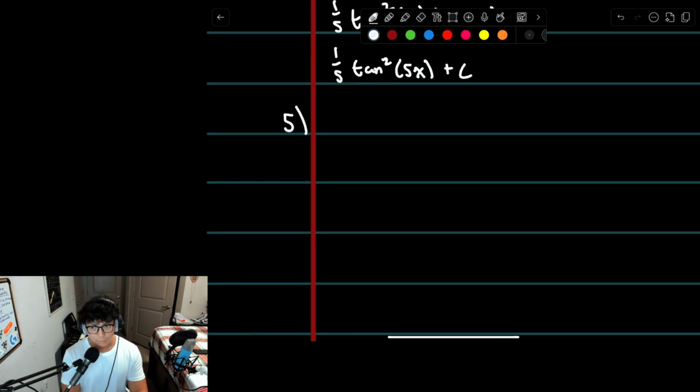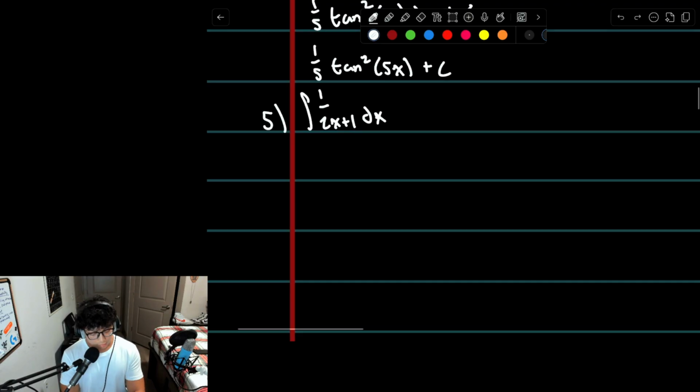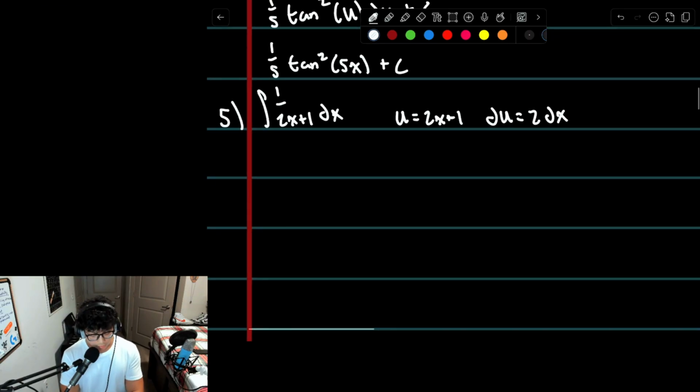Let's do one more. Our last problem will be the integral of 1 over 2x plus 1 dx. And so let's choose our u. We can make this entire denominator a u, and that is 2x plus 1. Pretend there was parentheses. And then our derivative, which is 2 dx. We then solve for dx by dividing both sides by 2. Seeing that this cancels out, we find that our dx is du over 2.